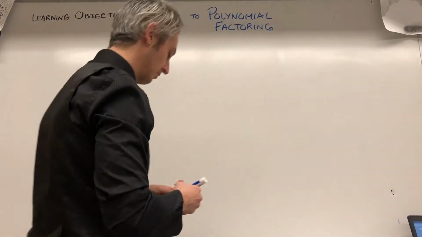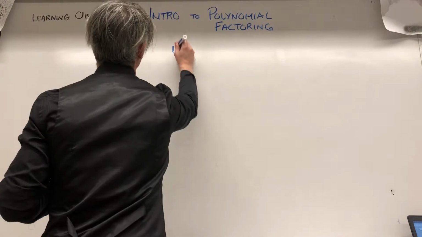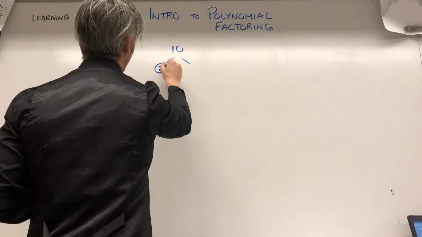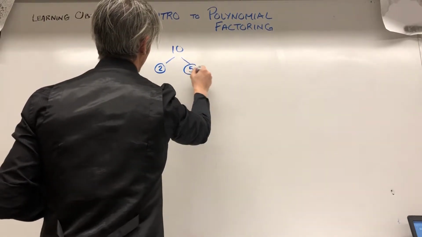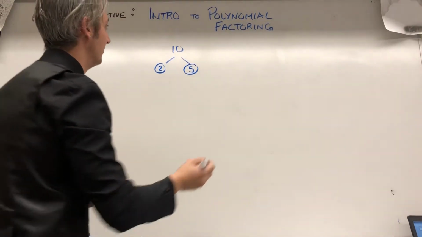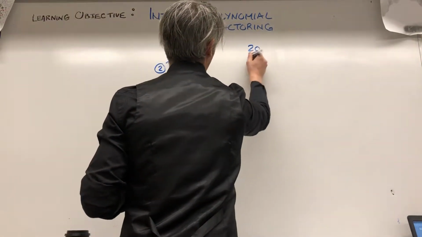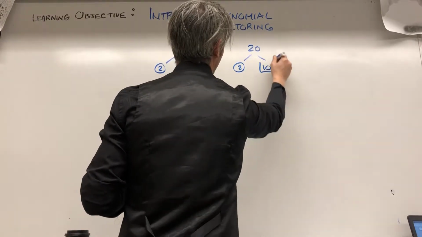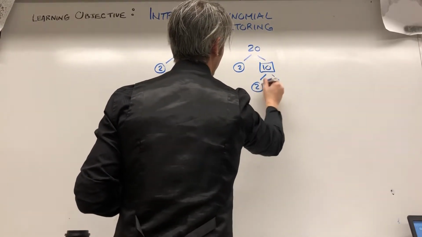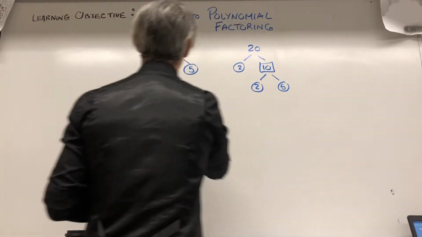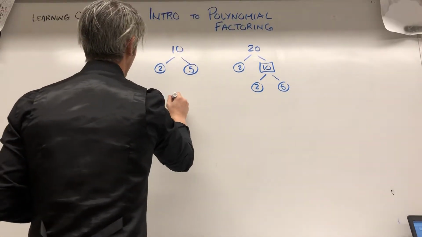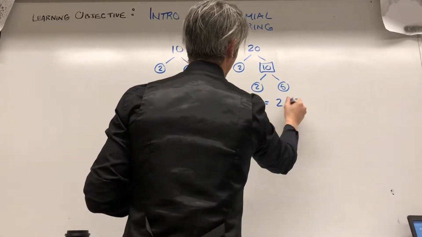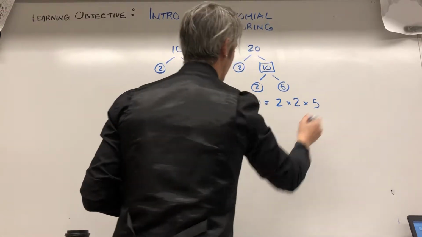So we recall that if we were to factor a number like 10, we just have to bring it down to its prime factors. So 2 is a prime factor, 5. So that's factor 10, 2 and 5. If I were to do 20, I could do 20 divided by 2, 10, and then 10 gives me 2 and 5. So 10 is the same as 2 times 5. 20 is the same as 2 times 2 times 5.